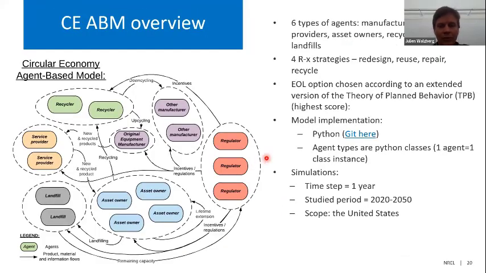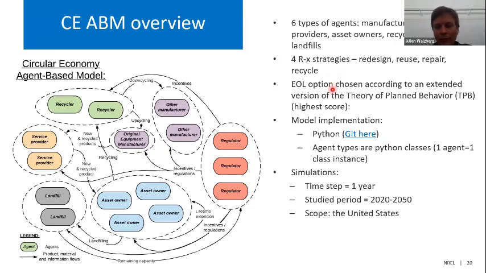So the model is representing 6 different types of agents: manufacturers, service providers, asset owners, recyclers, regulators, and landfills. It can also look at 4 different RX strategies: so redesign, reuse, repair, and recycle. So we can look, for instance, at the adoption of new designs from the manufacturers. In the case of wind blades, that can be the choice from the manufacturers to design thermoplastic resin-based wind blades rather than thermoset resin blades.